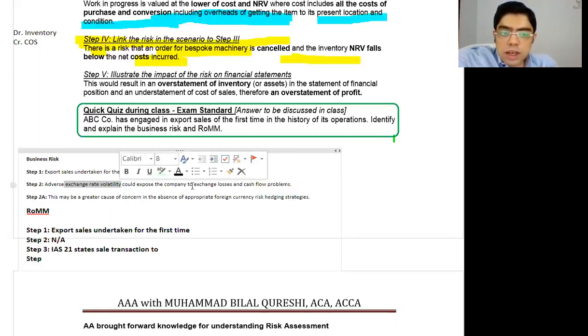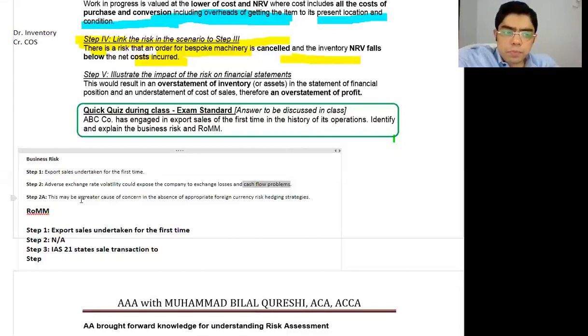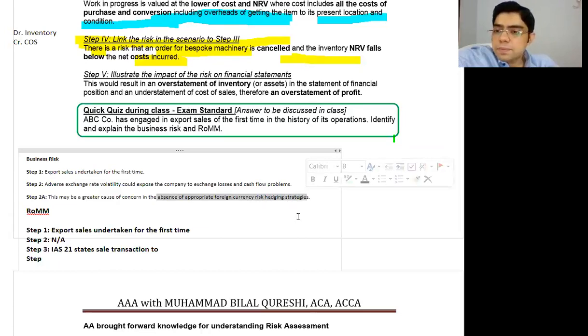This could expose the company to exchange losses and cash flow problems. So you see, I've kept my answer very brief, very crisp, to the point. Step 2A, the implications. This may be a greater cause of concern in the absence of appropriate foreign currency risk management or risk hedging techniques.